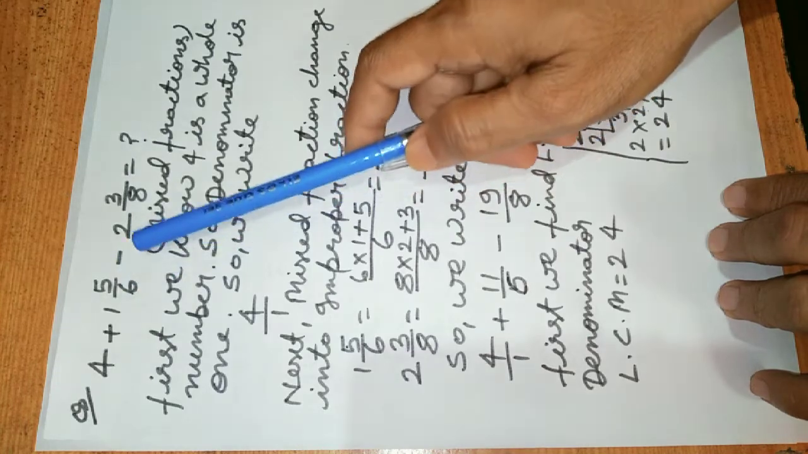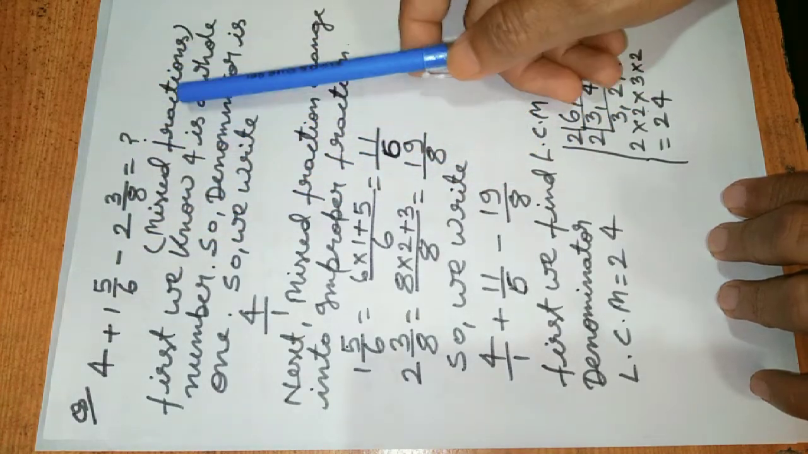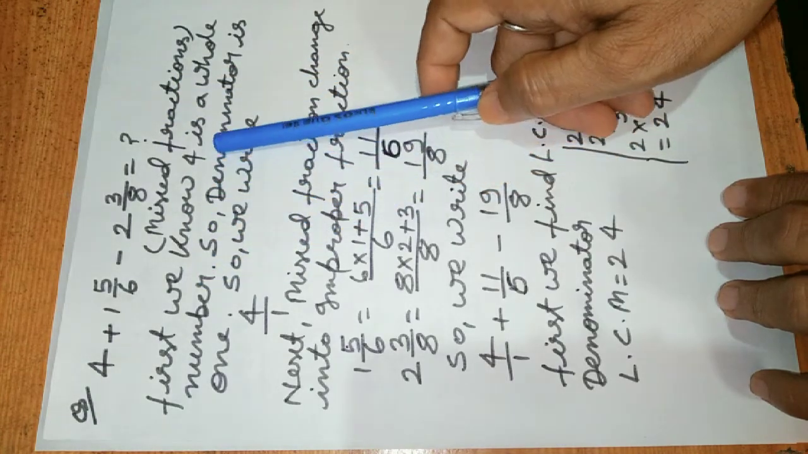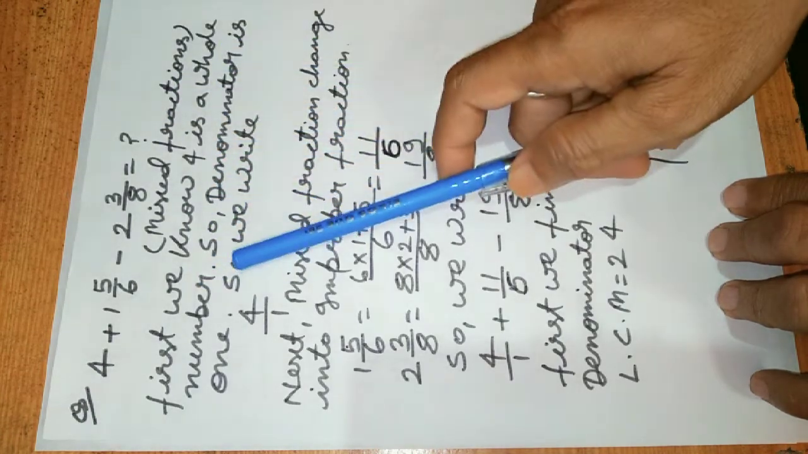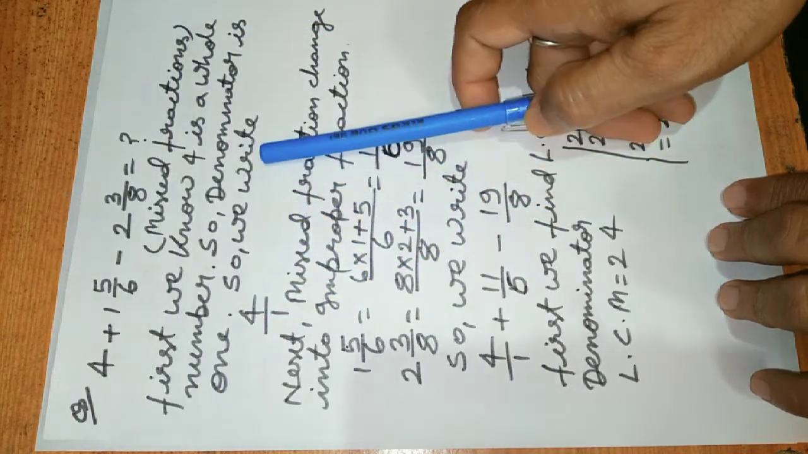Here 4 plus 1 5 by 6 minus 2 3 by 8 is equal to what? Mixed fraction. First we know 4 is a whole number, so the denominator is 1, and so we write 4 by 1.